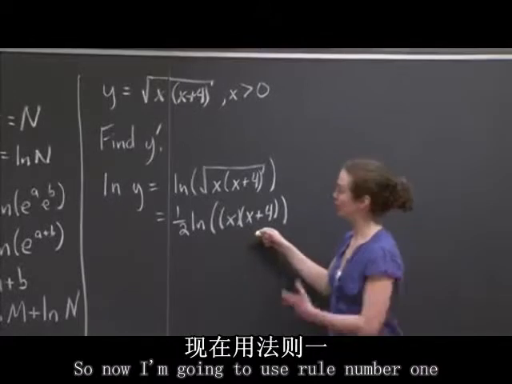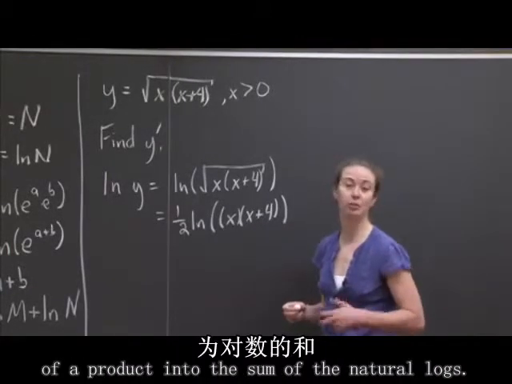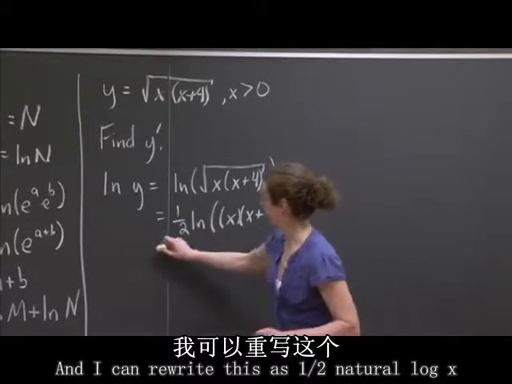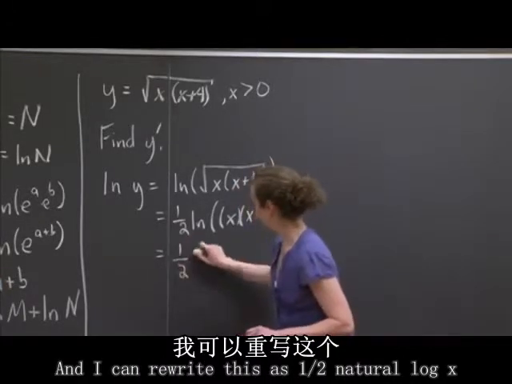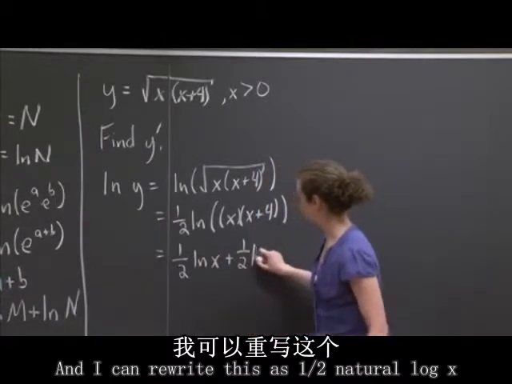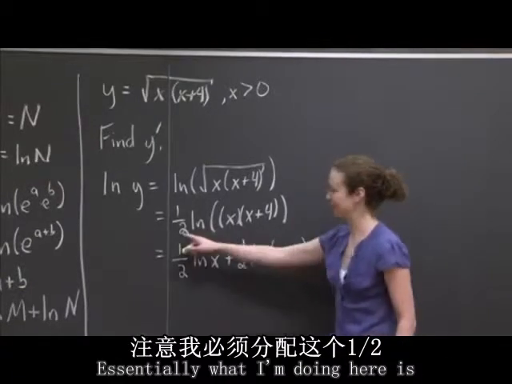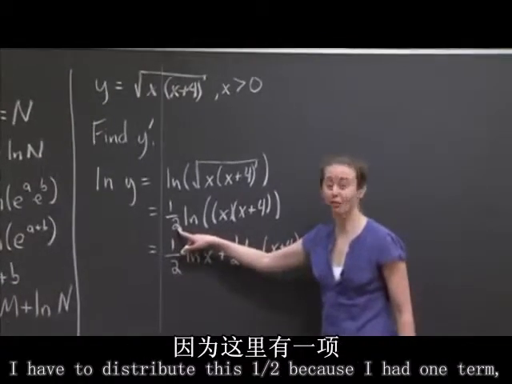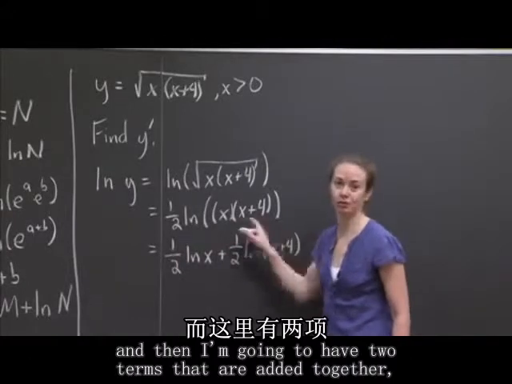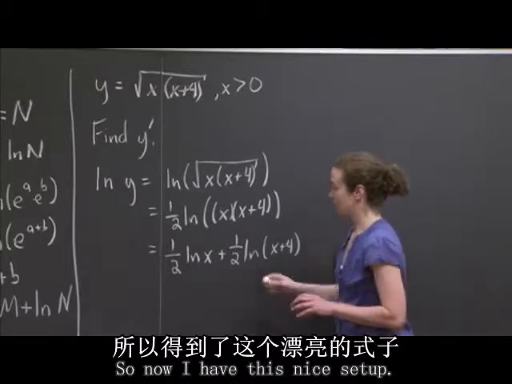So now I'm going to use rule number 1, which changes the natural log of a product into the sum of the natural logs. And I can rewrite this as 1/2 natural log x plus 1/2 natural log of the quantity x plus 4. Essentially what I'm doing here is distributing this 1/2, because I had one term, and now I have two terms added together, but the 1/2 applies to both of them. So now I have this nice setup.